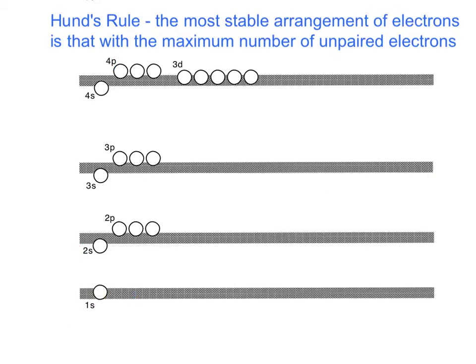And finally, here we have Hund's rule, which says the most stable arrangement of electrons is that with the maximum number of unpaired electrons. All right, so let's look at that, and I'll break that rule. Actually, I'll show you the rule first, and then we'll break it. So let's do an element like neon. So I know that they're going to fill the lower energy orbitals first, and they're going to spin opposite directions, and 2 electrons can fit in each orbital. So let me show you how they would fill these 2p orbitals.